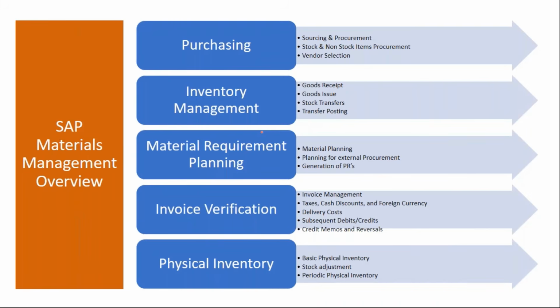So basically the major functions in the MM module are divided into five topics. One is purchasing, next one is inventory management, third one is MRP, fourth one is invoice verification, and on top of that we have one more topic called physical inventory.